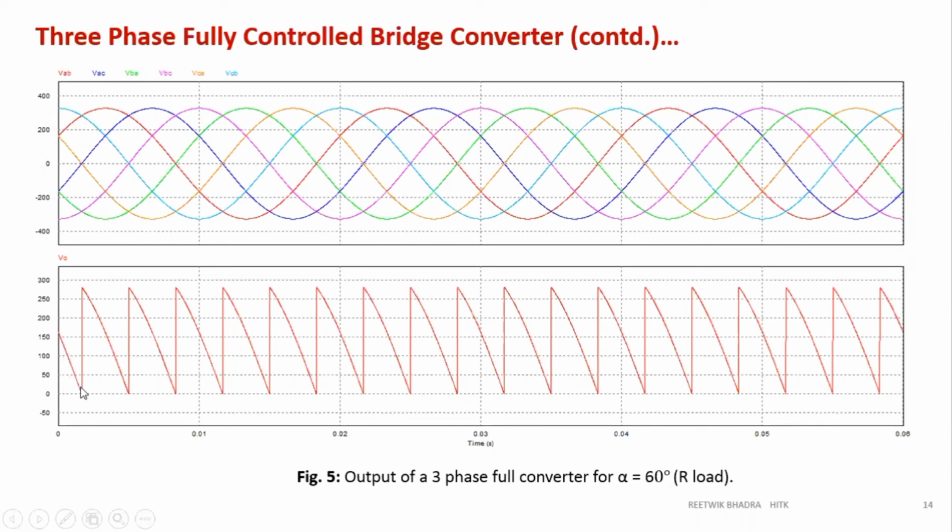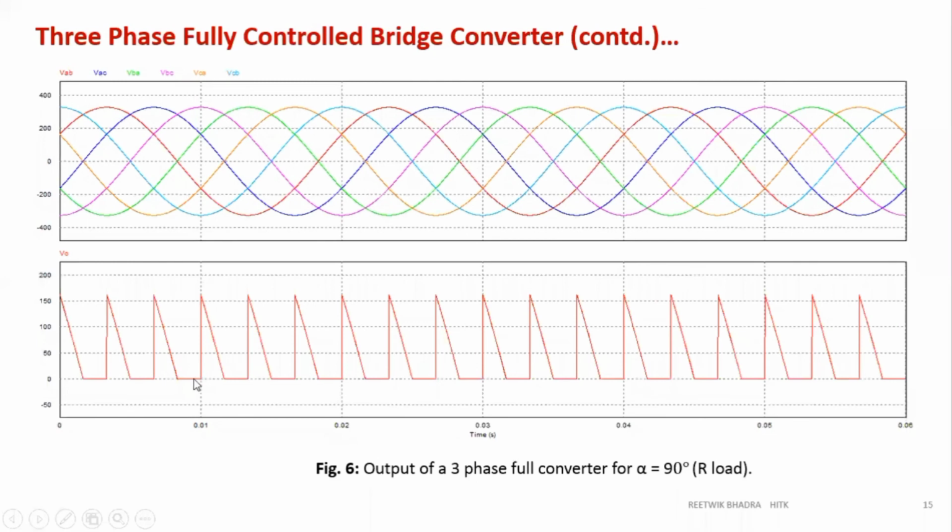Because after this the voltage will be negative, and why will there be negative voltage? Negative voltage occurs in the RL load, but which load are we studying? We are studying R load, so there can't be any negative voltage. So as we increase, even if you take 61 degree, some part of the voltage will be negative, but that is not possible in the case of R load. So that negative voltage will be represented as 0. At that time, no thyristor will conduct, so the voltage will be 0.